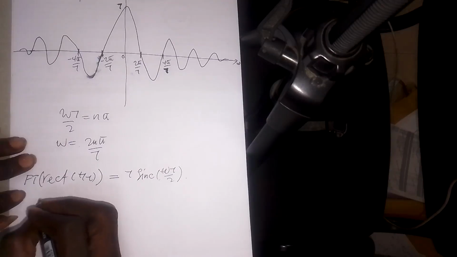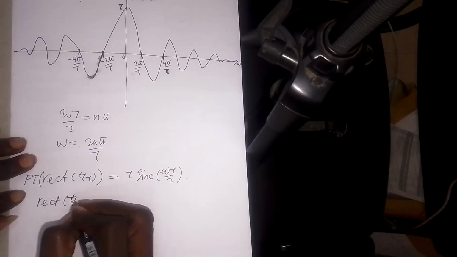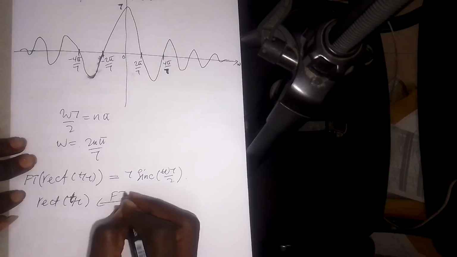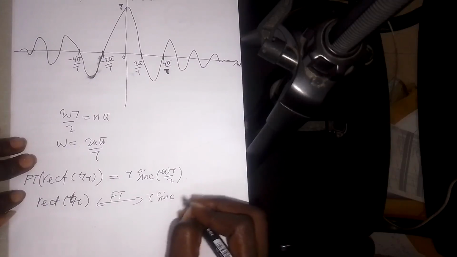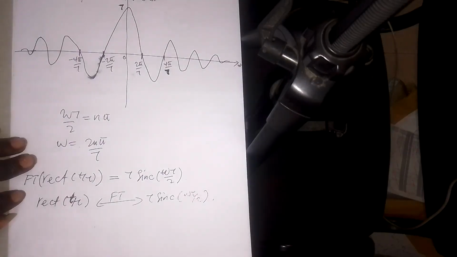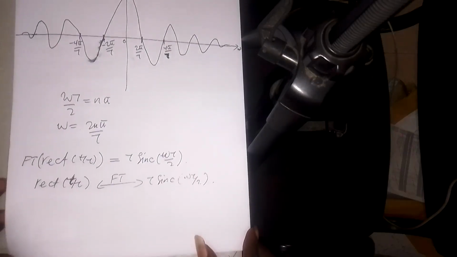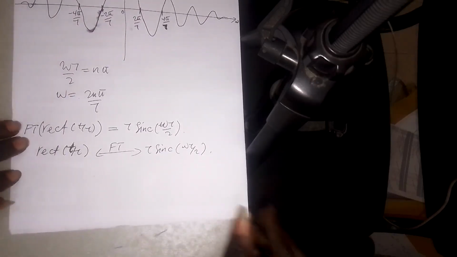I can also write it this way. Let's say the rectangular pulse is t on tau. The Fourier transform of the rectangular pulse is tau into sinc of omega tau on 2. Basically, that is how you can do it. I think there's also another way, so let me show you the other way.